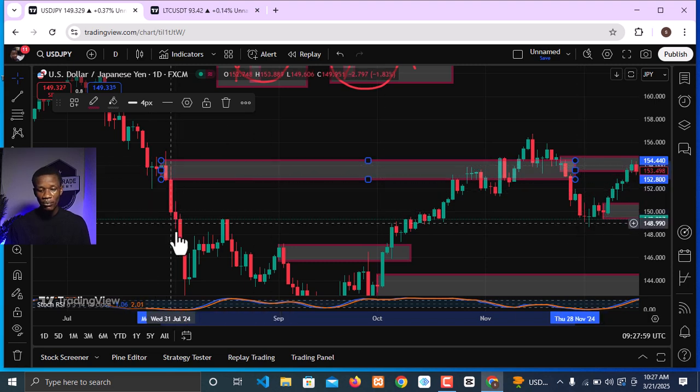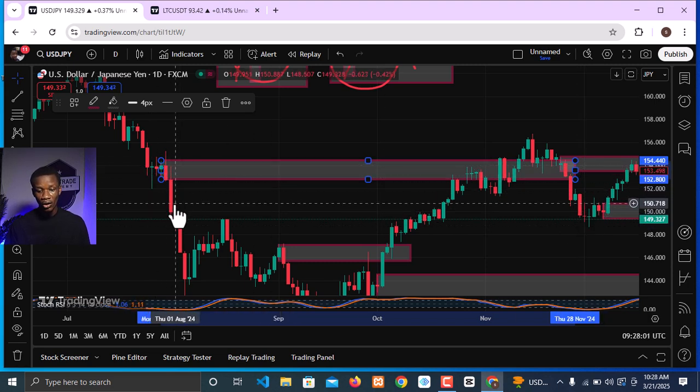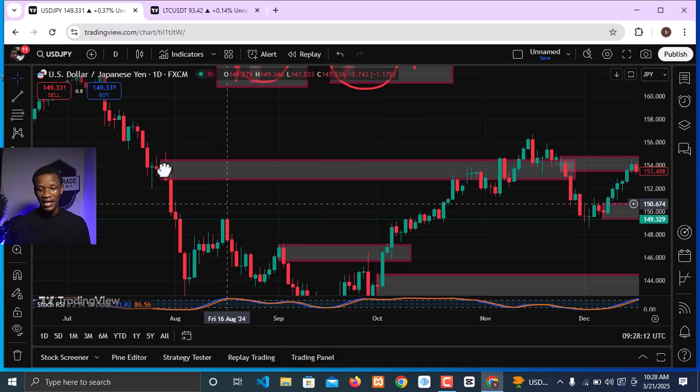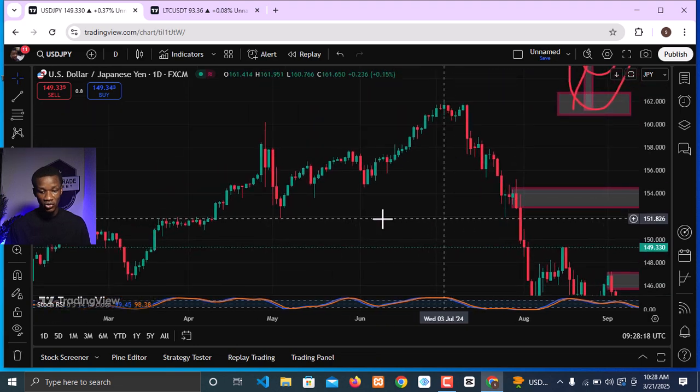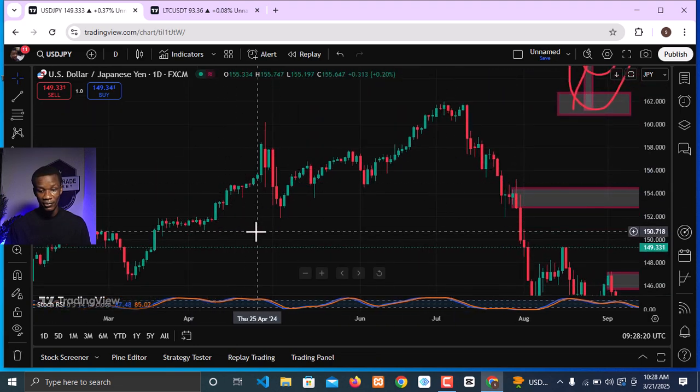So the order block that has a strong bullish or bearish candle is more powerful than the one that has smaller or weak bullish and bearish candles. So this is very important. So these are the ones you should consider, and this is very, very important in this very course. So we have a lot of them on the price action right here.